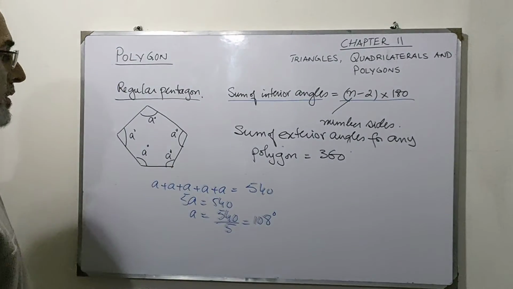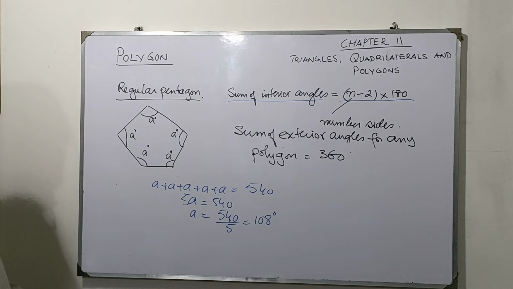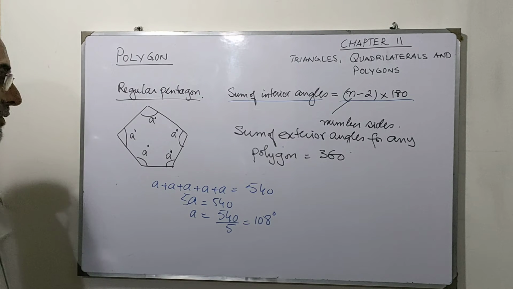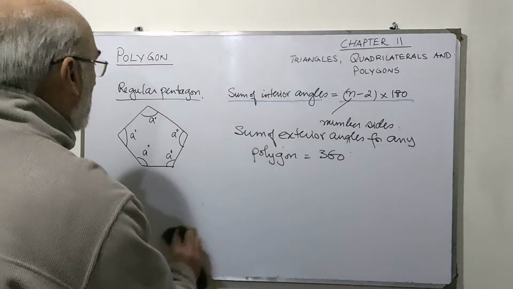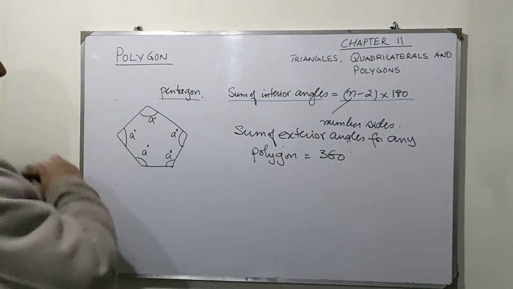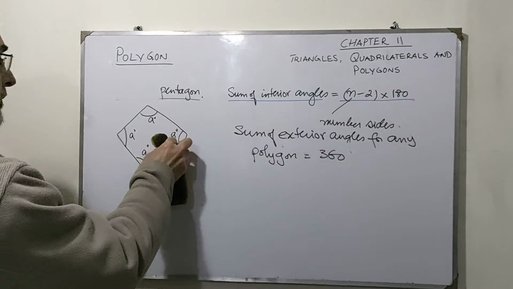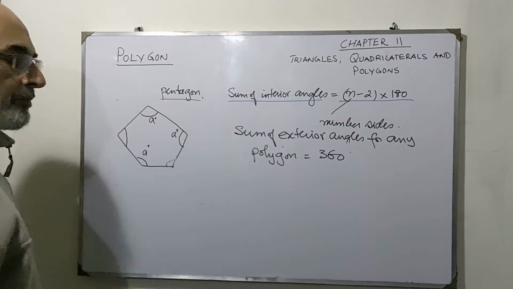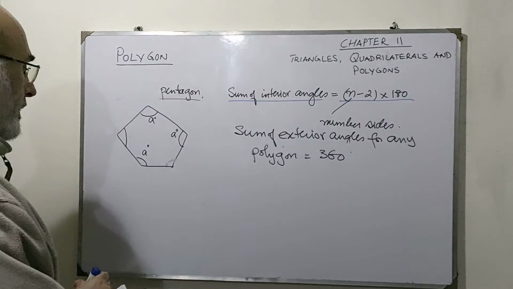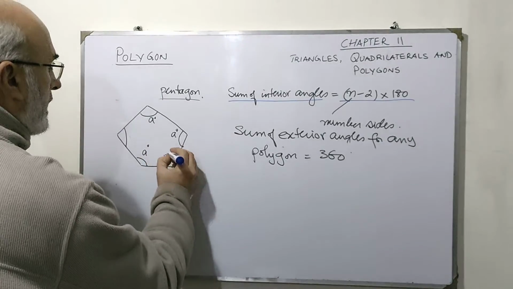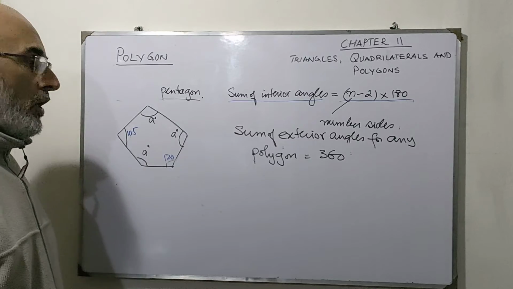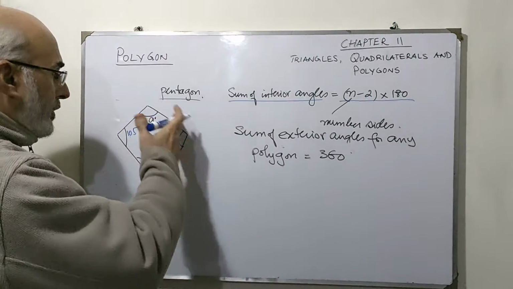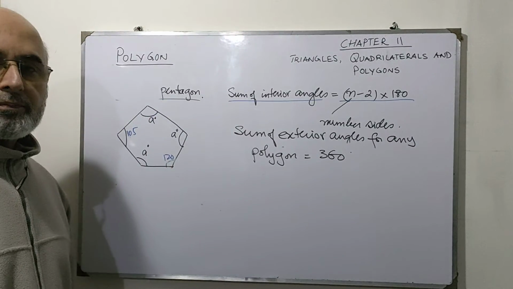Now suppose we have some irregular polygon. Now what is going to happen? I'm going to change a couple of angles here. I'm going to say if it is 120 and this is 105. Now what happens? I need to know the remaining three angles.